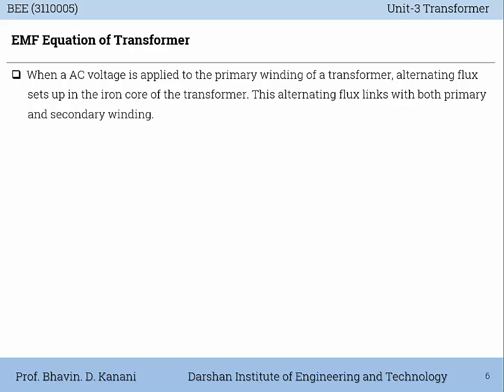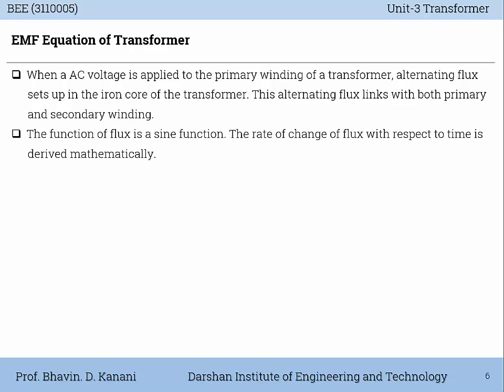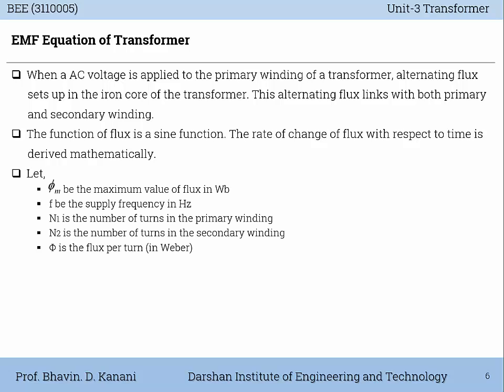EMF equation. When an AC voltage is applied to the primary winding of a transformer, alternating flux is set up in the iron core of the transformer. This alternating flux links with both primary and secondary winding. The function of a flux is a sine function. The rate of change of flux with respect to time is derived mathematically.